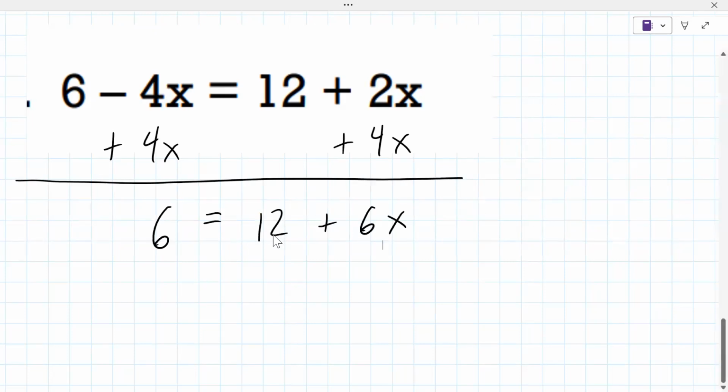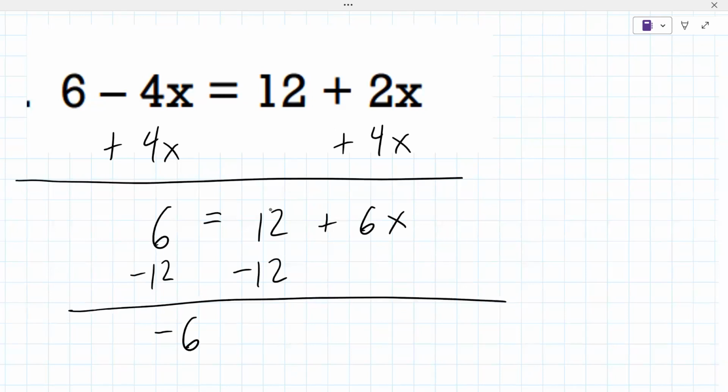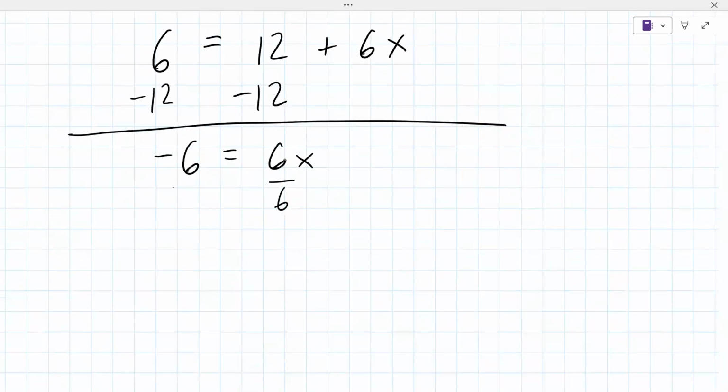And to solve this, you again always look at the side with the variable. Side with variables is over here on the right, 12 plus 6x. So you undo 12. How do you undo 12 in this case? Subtract. Subtract 12 from both sides. So on the left, it's negative 6 equals 6x. How do you undo 6x, or the 6 times x? Division. Yes. So you divide both sides by 6.